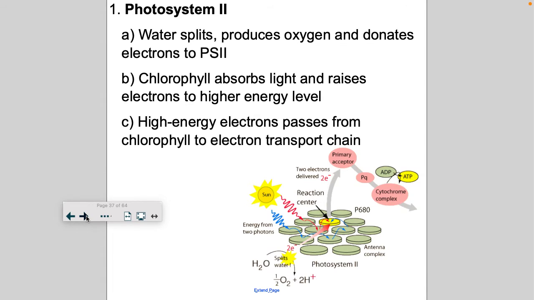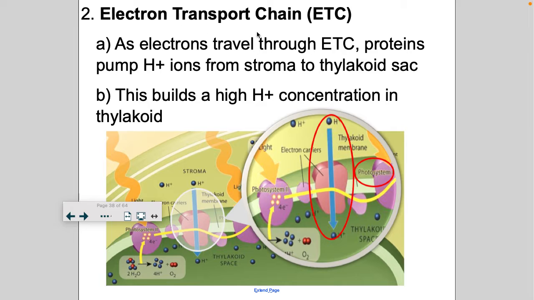So the second stage of light-dependent reactions is the ETC, or the electron transport chain. So now we're here. You can see it's a series of protein channels. As these electrons are passing through, hydrogen is going to get pumped across. If you take a look at this bigger picture here, I have lots of blue little dots inside here and few out here. And these hydrogen ions are moving across.